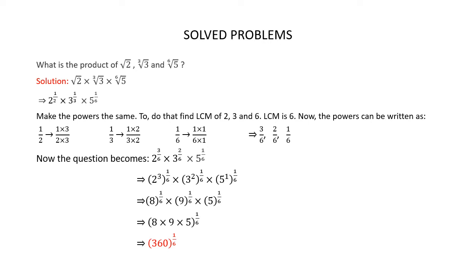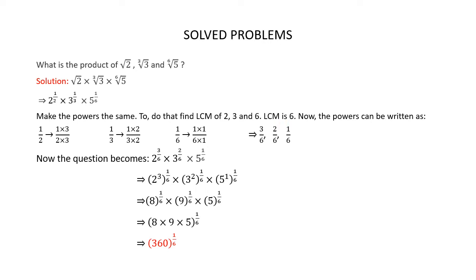Now, to find the product of these three numbers, you have to make the powers the same, which will help you to simplify the question. So, to make the powers the same, you have to find the LCM of the three powers, that is 2, 3 and 6. The LCM of 2, 3 and 6 is 6.